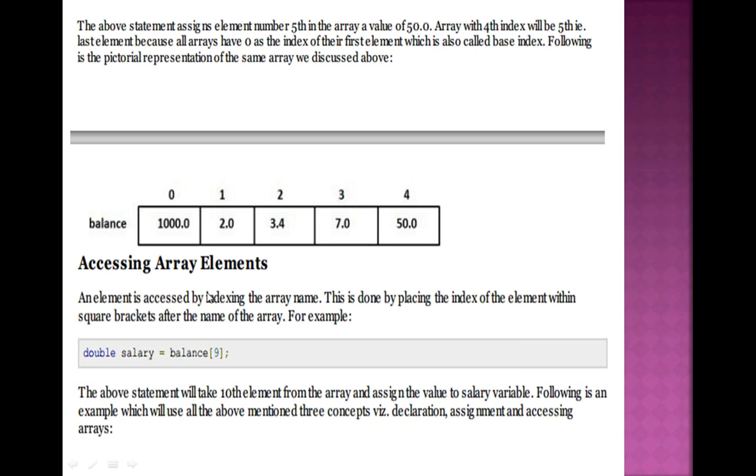Then how can we access the array elements? These are accessed by indexing the array name. This says an element is accessed by indexing the array name. This is done by placing the index of the element within the square bracket after the name of the array. So these elements are accessed by indexing the array name.